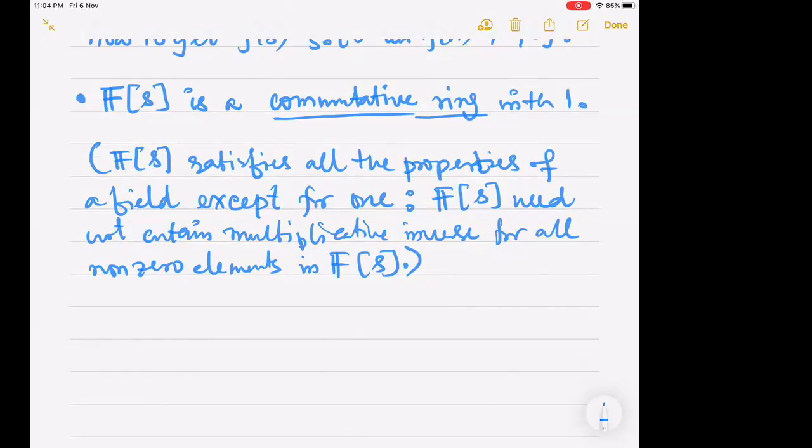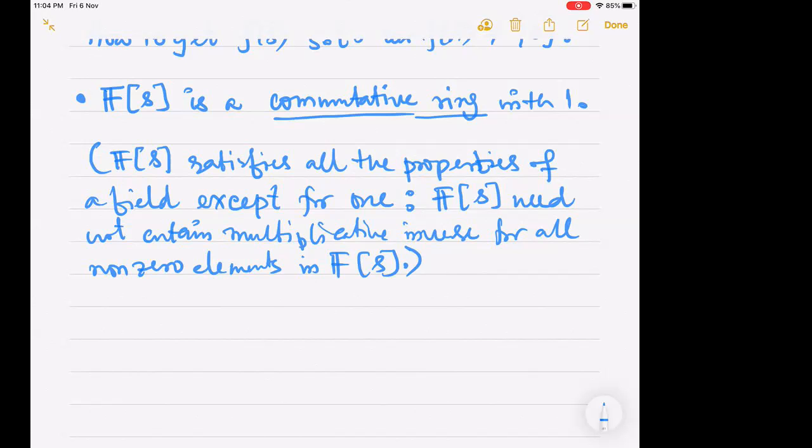So of course, because I'm relaxing one condition, it means every field is by default a commutative ring, but not every commutative ring is a field. F[s], that is the set of all polynomials with coefficients coming from the field F in the unknown s, polynomials in the unknown s or variable s, is such a commutative ring with identity, with 1.